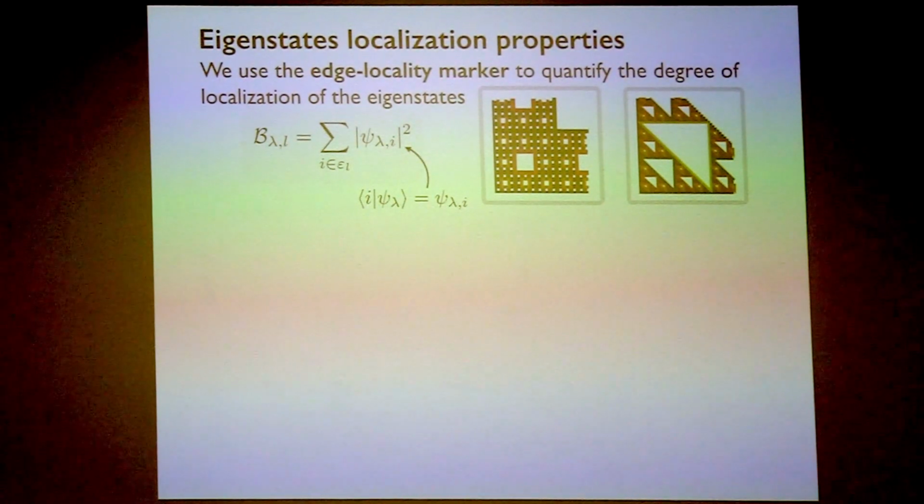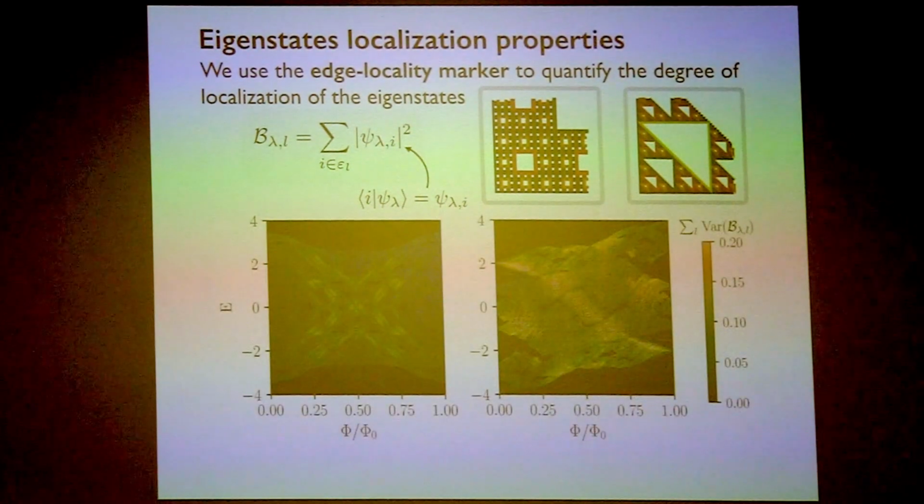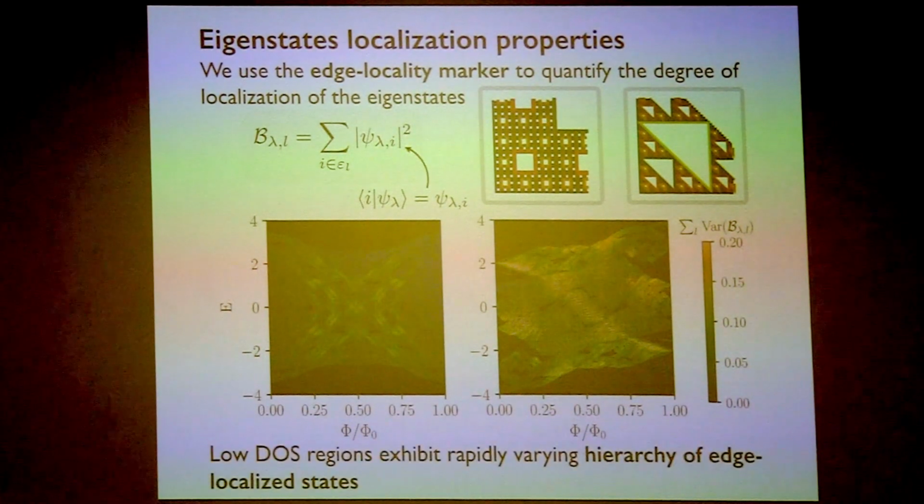And what we would like to do is to calculate the variance of this quantity for a set of 3 consecutive eigenstates. This would give us information on how rapidly the eigenstate localization properties vary. And these are the results for the variance. We can see, for example here, that the low density of states regions are actually characterized by this rapidly varying hierarchy of edge-localized states.